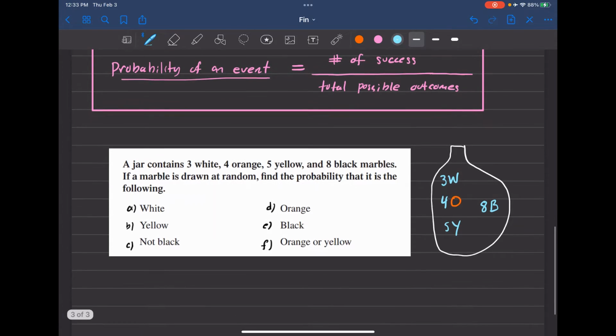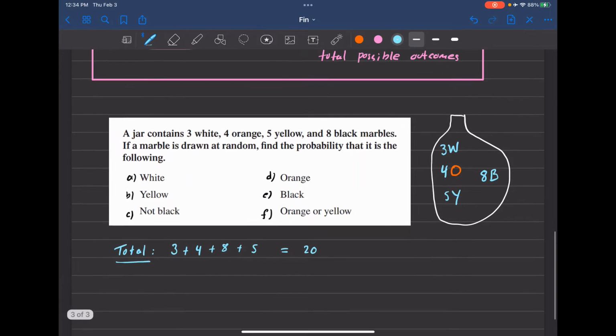We want to find the probability if we pick one marble out at random. So in total, what are the possible outcomes we can get? Well, the total number of marbles in the jar is 3 plus 4 plus 8 plus 5. That will give us 20. So 20 is the total possible outcomes.